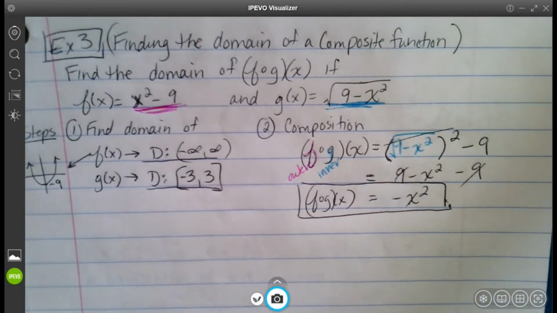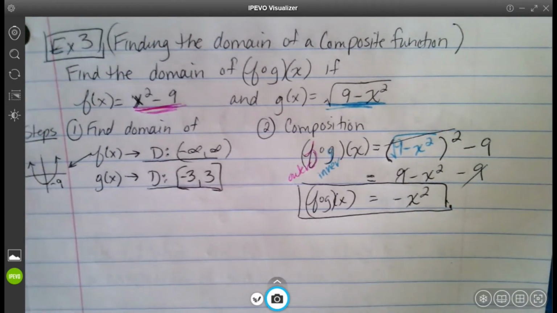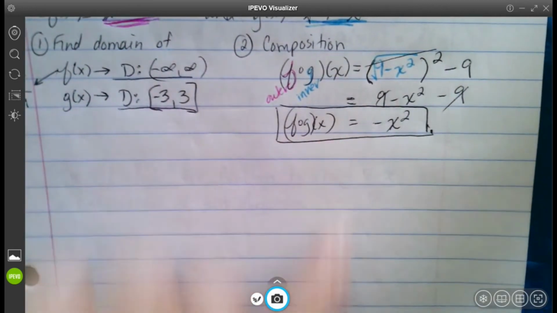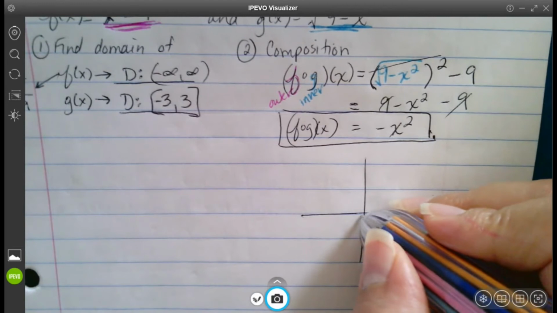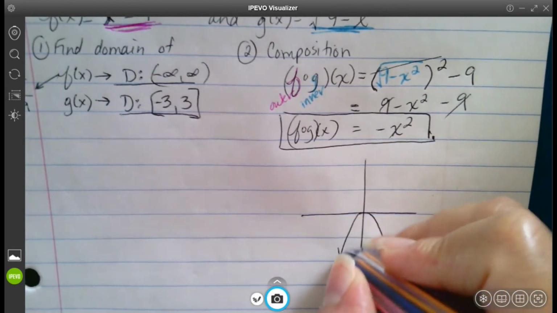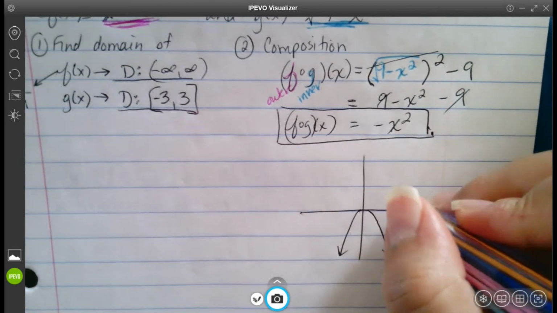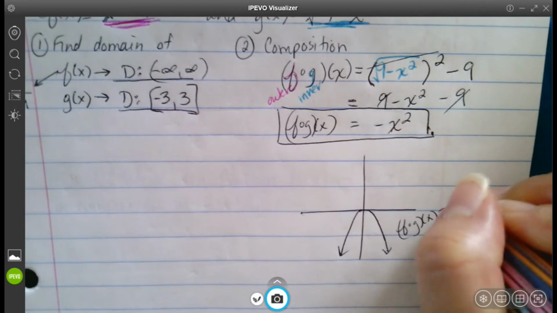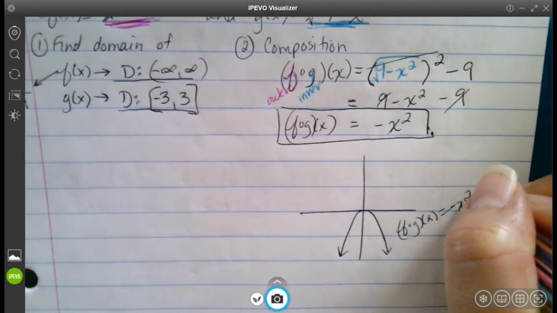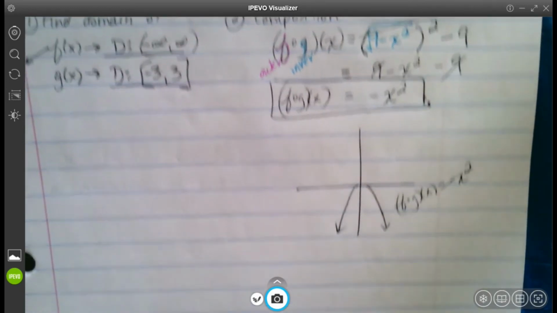And this one you should know what that graph looks like because it's kind of like the one I did over here, except it has a negative in front. So the graph just goes concave down. It goes this way. It's a reflection over the x-axis. So this right here would be f composite g of x. And again, if you're still having trouble with the graphs, you can always graph it and take a look, okay?